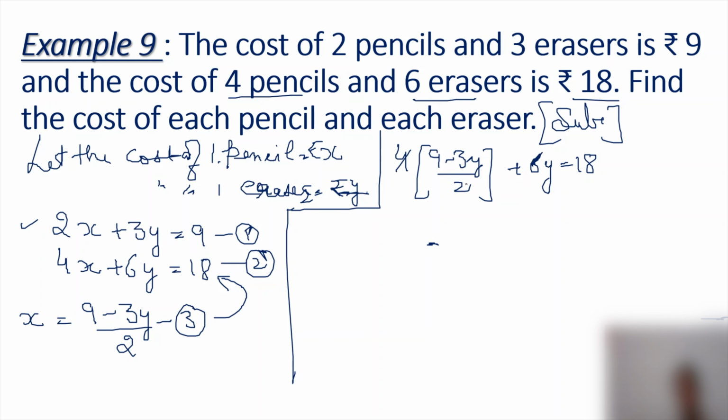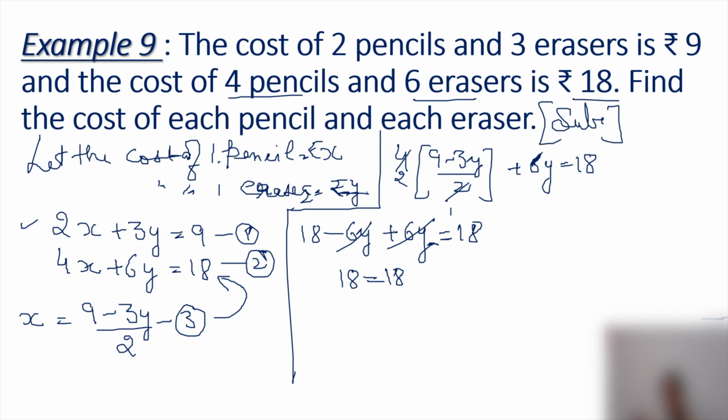Now this cancels with this, and we get 18 minus 6y plus 6y is equal to 18. After cancellation, we get 18 is equal to 18. Here we do not have any variable; the variables have been cancelled. So this is the situation. Whenever the variable cancels, no variable is left and a true statement is left, it means it has infinitely many solutions.